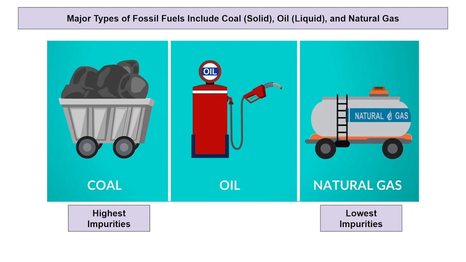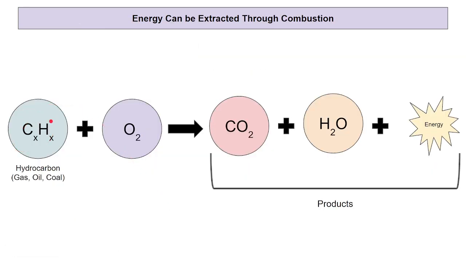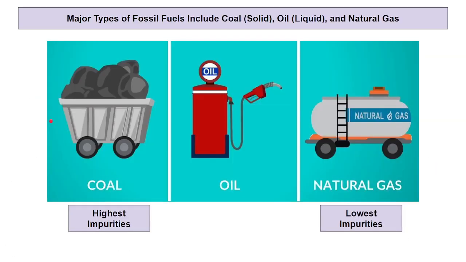Now, as I said before, there are three major types of fossil fuels that you need to know for this class. We have coal, we have oil, and we have natural gas: solid, liquid, gas. Depending on which one you use, they're going to have different amounts of impurities. Impurities just refers to anything that is not part of this hydrocarbon chain. This can include things like sulfur and nitrogen, which are going to be released into the atmosphere. Coal has the highest amount of impurities. It has the most sulfur and nitrogen in it, while methane, or natural gas, is going to have the lowest, and oil is somewhere in between.